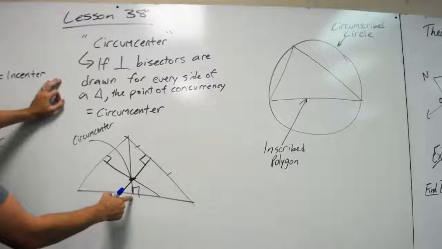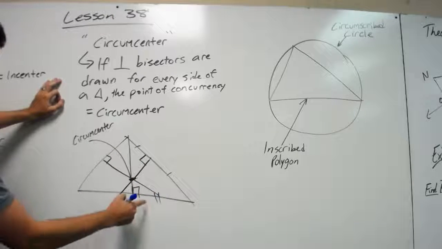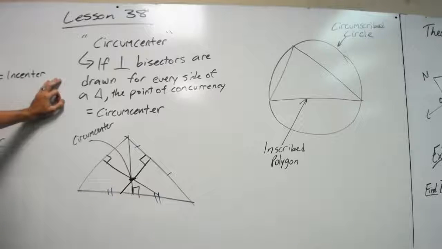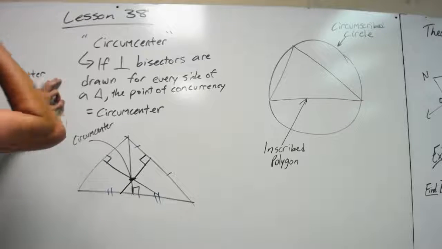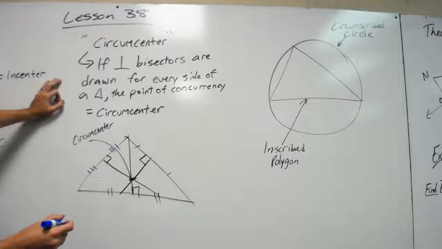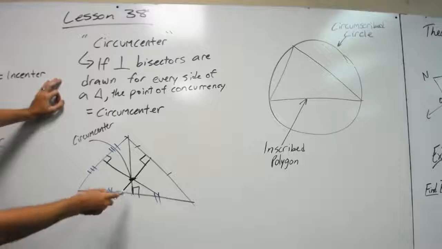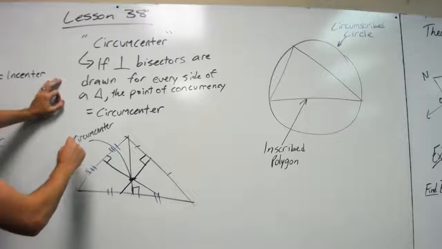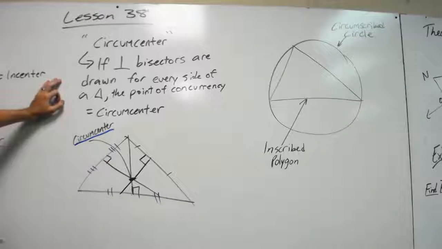We have a perpendicular bisector here, divides this side in two evenly, and is a right angle, and the same can be said here. Divides it evenly with a perpendicular bisector. The point where they meet is the circumcenter.